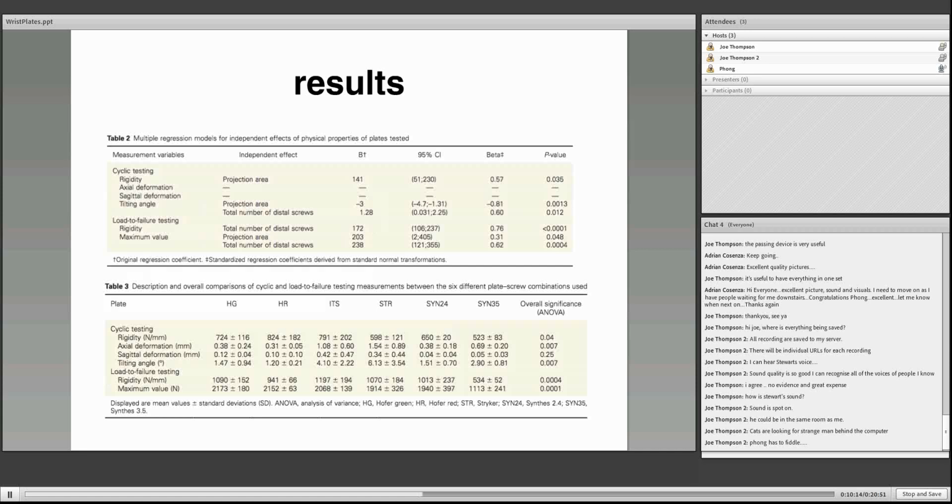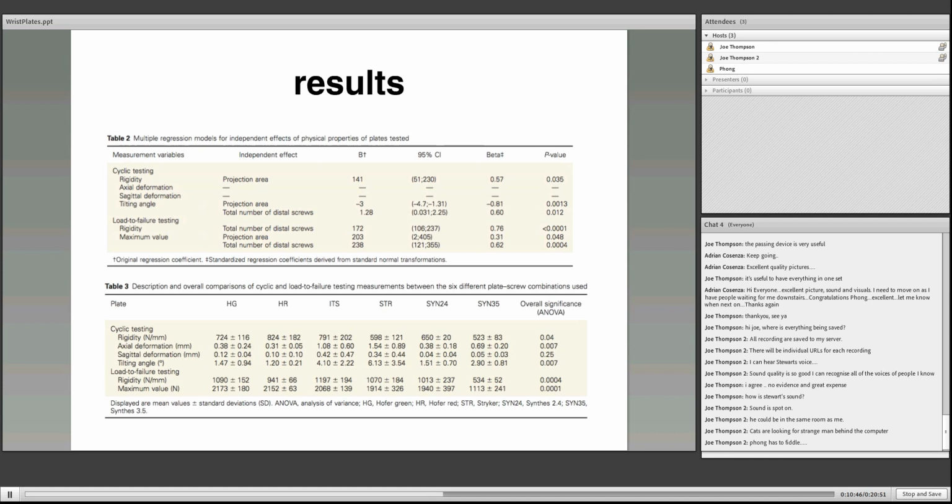So they said that this projectional area had a positive influence on rigidity of the construct in both cyclical testing and load to failure testing. A negative effect, also a good outcome, on the tilting angle, and a positive effect on the total load that the construct could withstand. The number of distal screws was positively correlated with the tilting angle as well, and had a positive effect on rigidity. And then they looked at some load to failure figures, which we'll look at now.